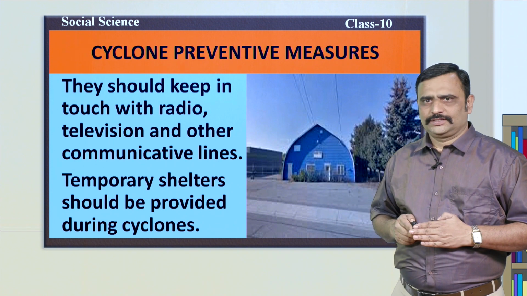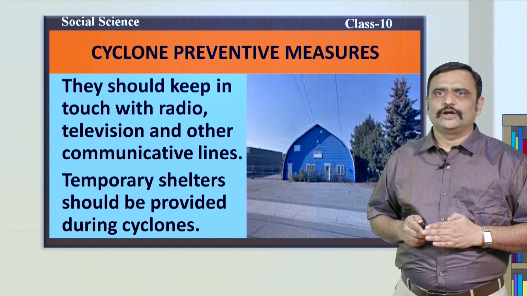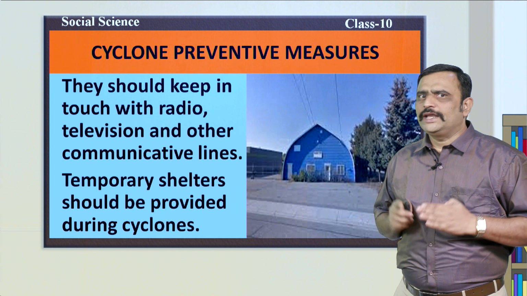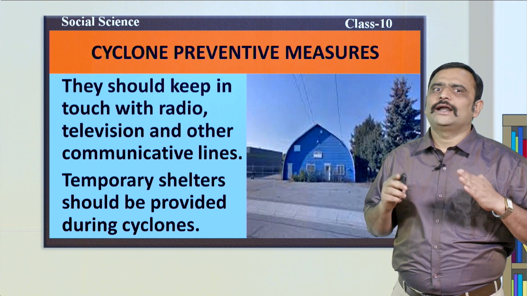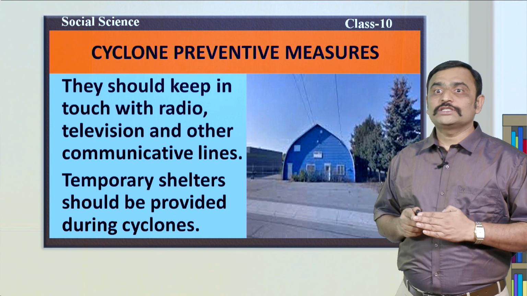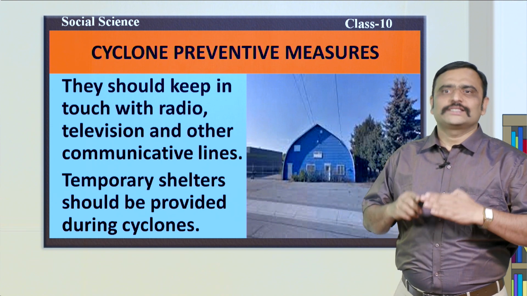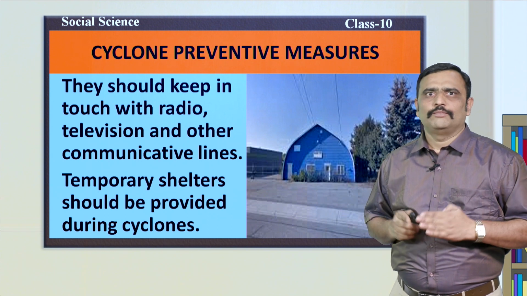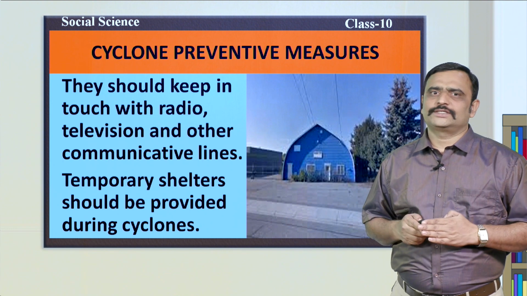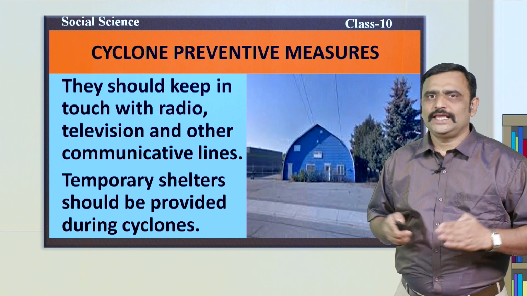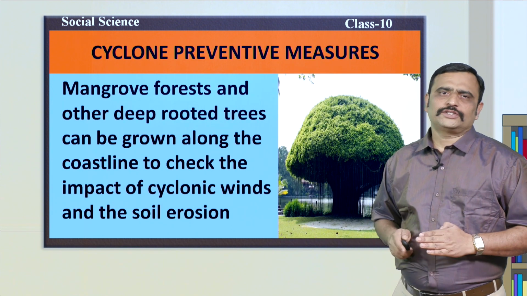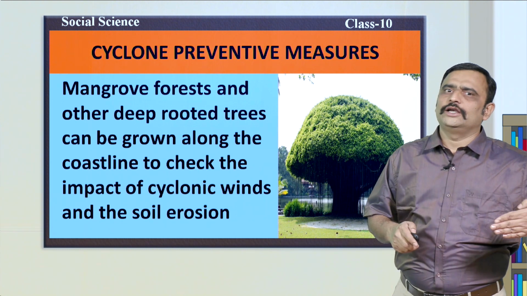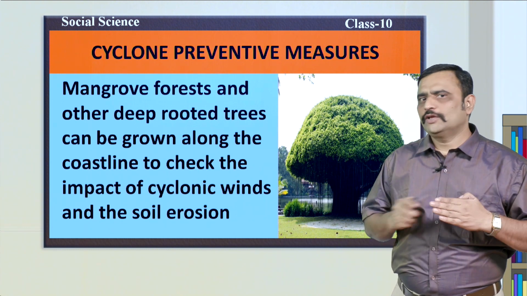Cyclone preventive measures. Now, what are the measures to be taken to prevent the impact or the effect of cyclones? People should keep in touch with radio, television and other communicative lines, especially those who live in the cyclone prone areas. They are supposed to be in touch with mass media. Temporary shelters should be provided during the cyclones. Mangrove forests and other deep rooted trees can be grown along the coastline to check the impact of cyclonic winds and soil erosion.